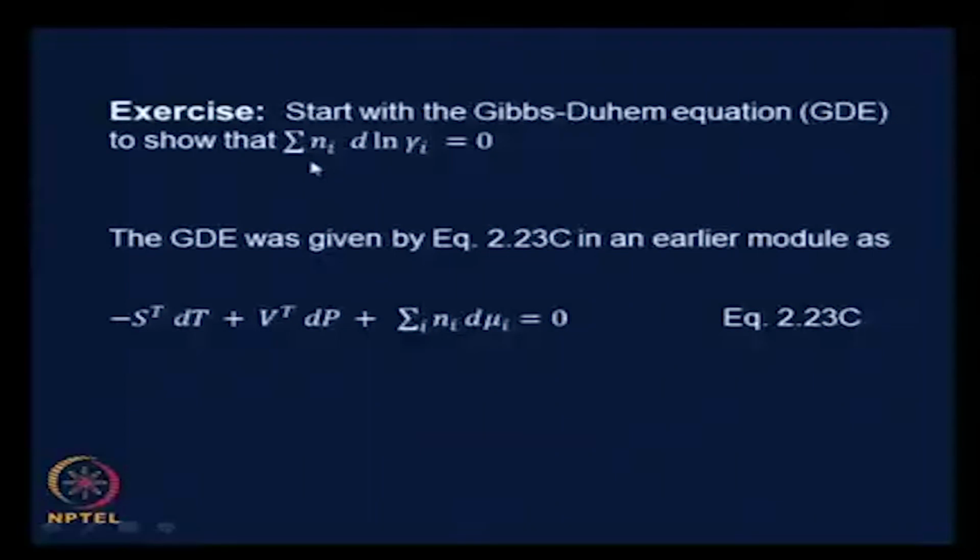Welcome. We are in the middle of this exercise now, which we said would take some time to derive, and to make it effective we are deriving it together. The exercise that we began in the last class was, starting with the Gibbs-Duhem equation, show that the summation over Ni d ln gamma i equals 0.